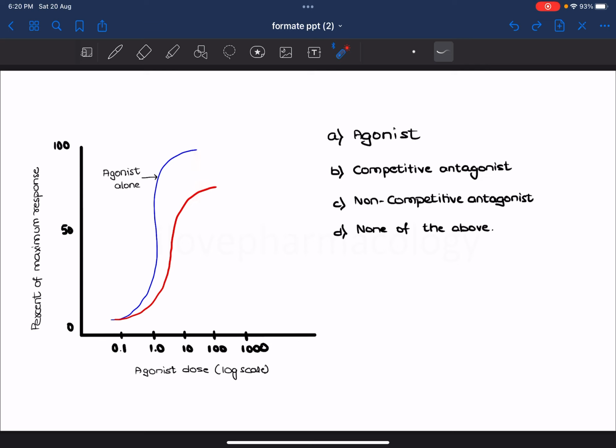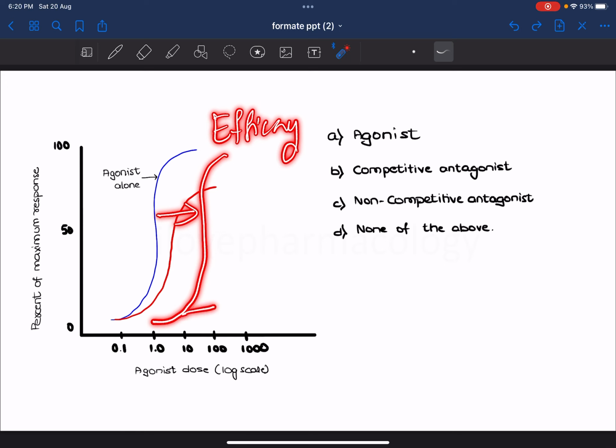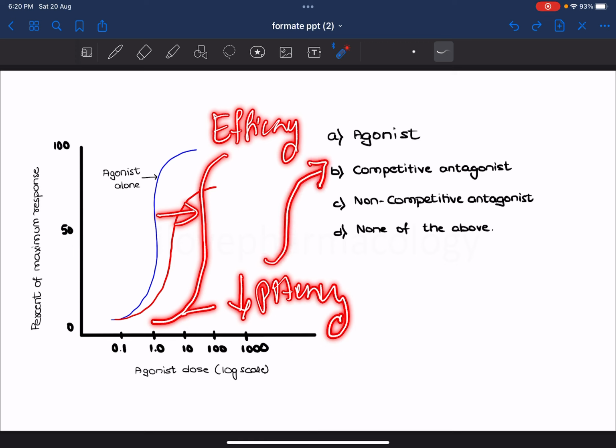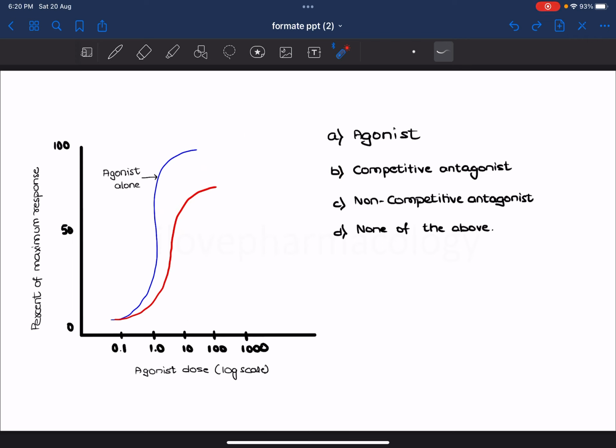Already in the previous video we had discussed that if there is a parallel rightward shift, that means the efficacy will remain the same but the potency will decrease. In which type of antagonism? In case of competitive antagonism. So now you have ruled out the competitive antagonist. The agonist is the one which has to produce a maximal response, so it has been ruled out again. So the remaining is the non-competitive antagonist.